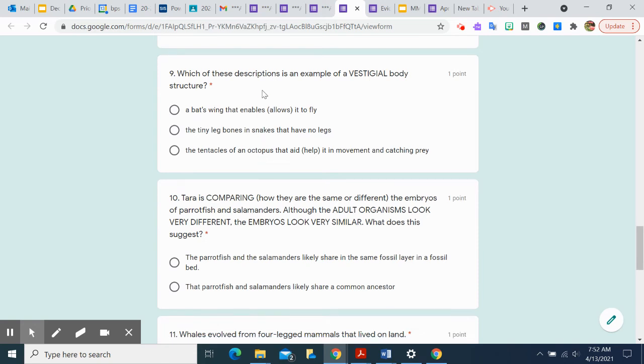Number 9, which of these descriptions is an example of a vestigial body structure? Vestigial. A bat's wing that allows it to fly, the tiny leg bones in snakes that have no legs, the tentacles of an octopus that help it in movement and catching prey.